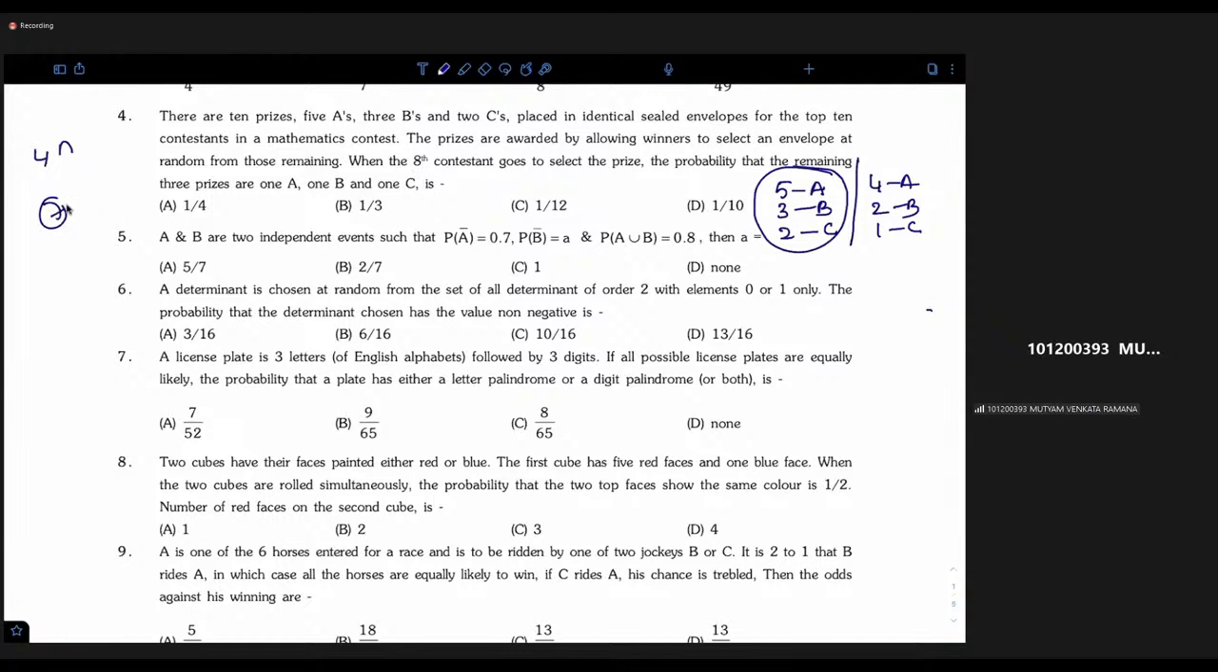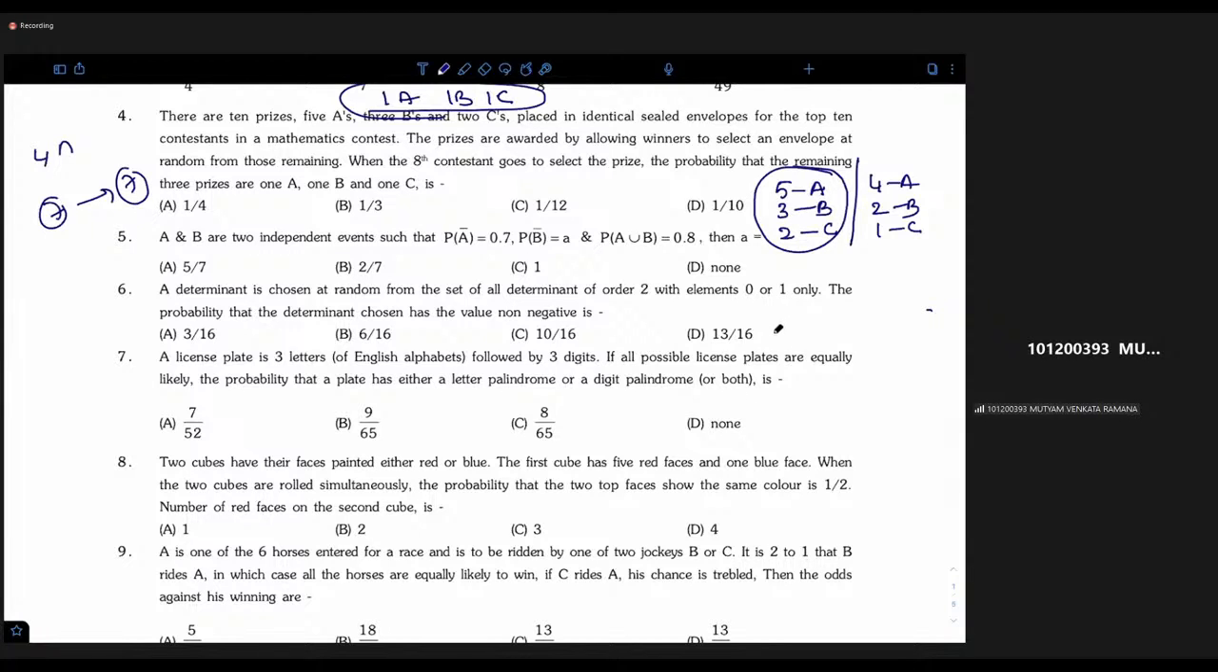7 prizes go to the 7 people only. With the remaining 1 A, 1 B, 1 C should be left out. Yes, sir. So we can take 4-1 or 4-1-2, sir. The options are 4-1 or 4-1-2 because all are filled.